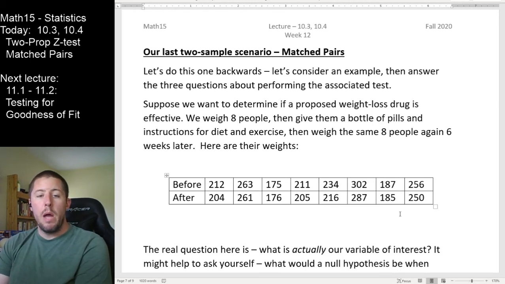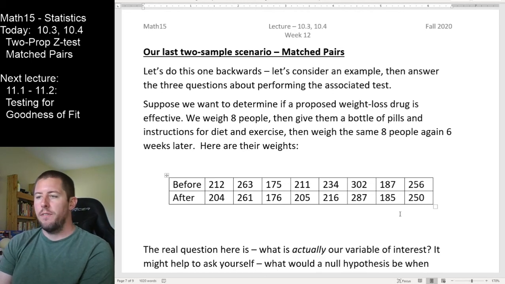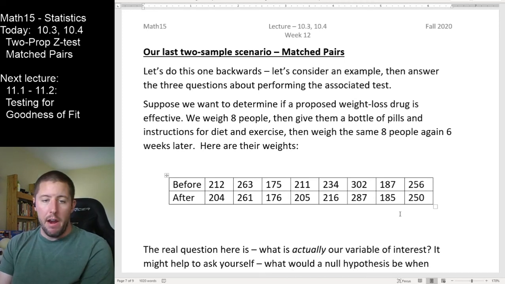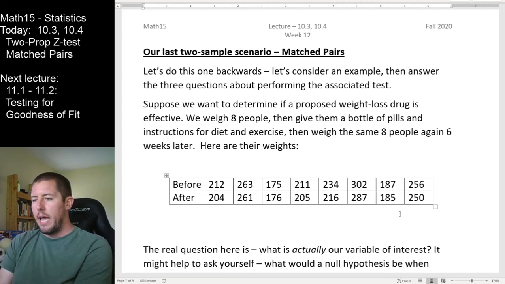We're going to do this by weighing 8 people, then giving them the bottle of the weight loss pills, instructions for diet, exercise, and then we're going to weigh those same 8 people again 6 weeks later. And here are their weights. And I have listed this out as a before and after table. Very, very common setup for matched pairs is to look at before and after information here.